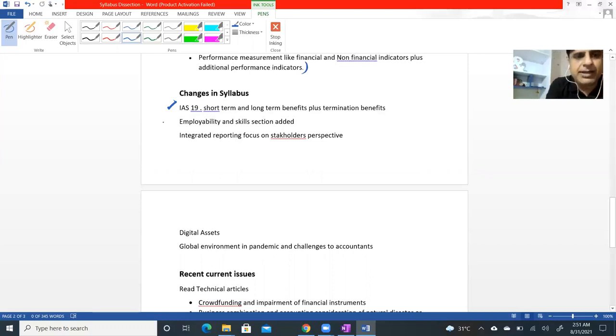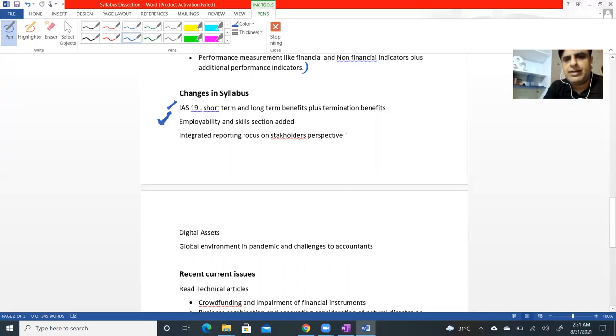Then we have some new areas. This is very important, and this is a current issue as well. Employability and skills section. As you know, in the current environment, in the pandemic situation, work from home is almost everywhere around the world. So if you are an employee, definitely you need some skills, and those skills are now a part of your SBR syllabus. So what are the skills required for your employability? Definitely this is a part which is newly added.